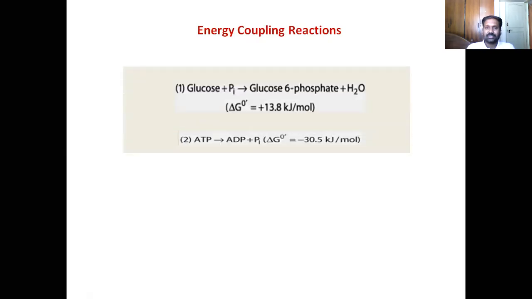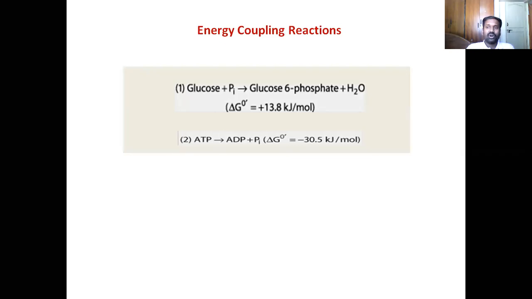So that's the mechanism, the way chemical energy is harnessed by the cells to do work. The mechanism is called energy coupling reactions or energy coupling. Look at this reaction. Glucose plus inorganic phosphate giving rise to glucose 6 phosphate plus water, of course. And this is an endergonic reaction. Why is it endergonic? We can look at the delta G sign and value. Delta G is plus 13.8 kilojoules per mole. Endergonic reaction.